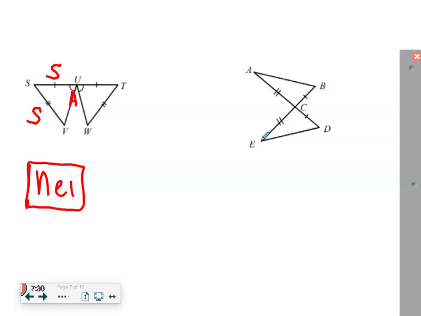Okay. Side or angle marking? Side. Side or angle marking? Side. Do we know anything else? Yeah, the angle's in the middle. Vertical. Yeah. Good job, guys.